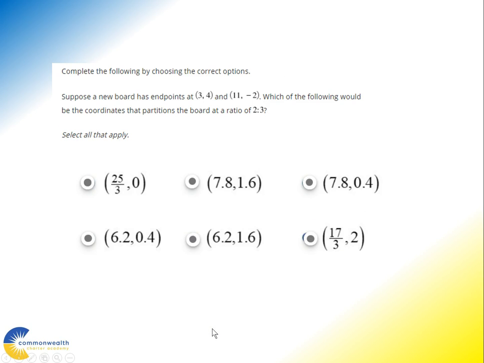So now answer this question using some of the ideas that you came up with. Suppose a new board has endpoints at (3, 4) and (11, -2). Which of the following would be the coordinates that partitions the board at a ratio of 2 to 3? So pause a moment, select all those that apply, and then we'll go over it again.